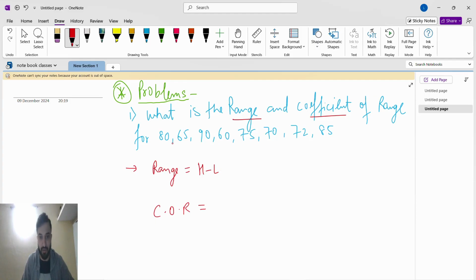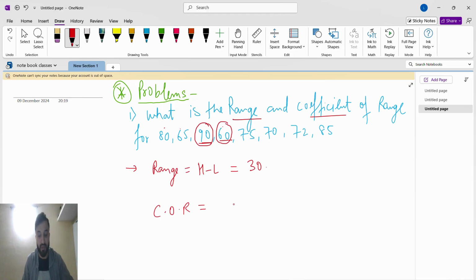The highest observation is 90, and the lowest observation is 60. So highest observation is 90, and the lowest observation is this 60. 90 minus 60, the range is 30. Simple. Coefficient of range means h minus l.